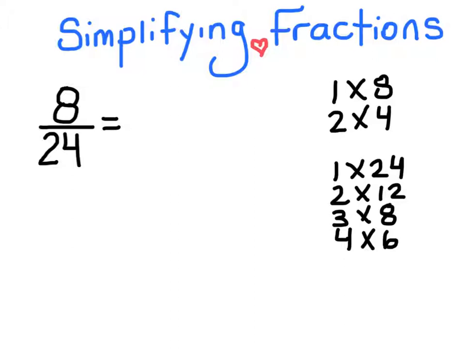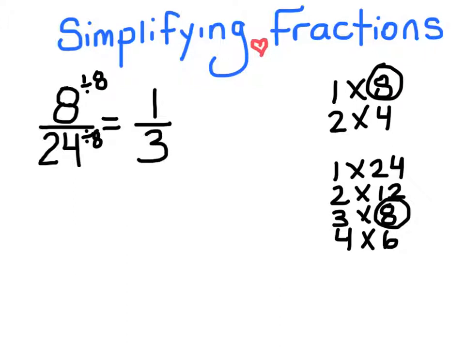So I'm going to look and see which factor is the greatest. So 8 is the greatest factor in each of these, so it's the greatest common factor. So I'm going to divide the top by 8 and the bottom by 8. So 8 divided by 8 is 1. 24 divided by 8 is 3. So 8/24 is equivalent to 1/3, and that's the most simple form.